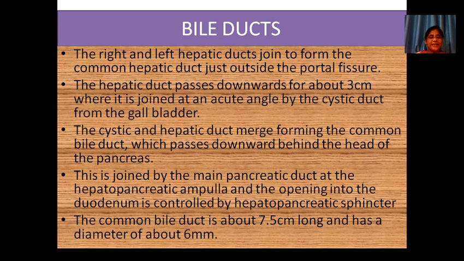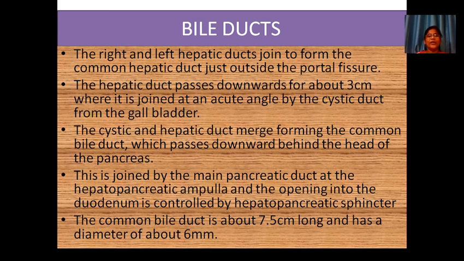Okay, this is joined by the main pancreatic duct at the hepatopancreatic ampulla and the opening into the duodenum, and is controlled by the hepatopancreatic sphincter. Okay, the common bile duct is about 7.5 centimeters long and has a diameter of about 6 millimeters.